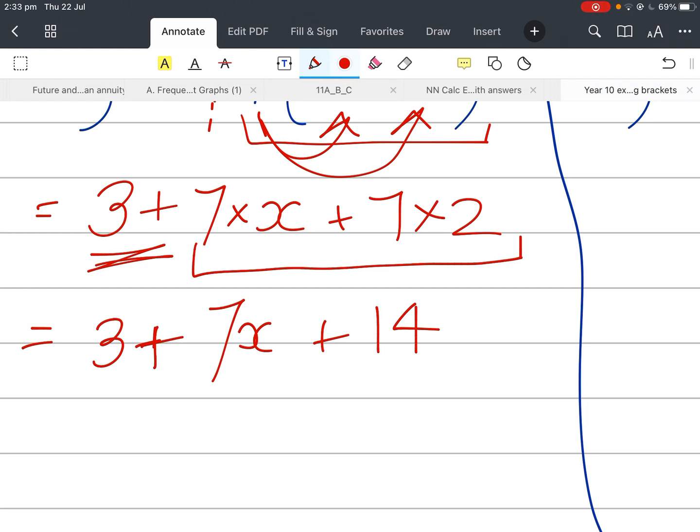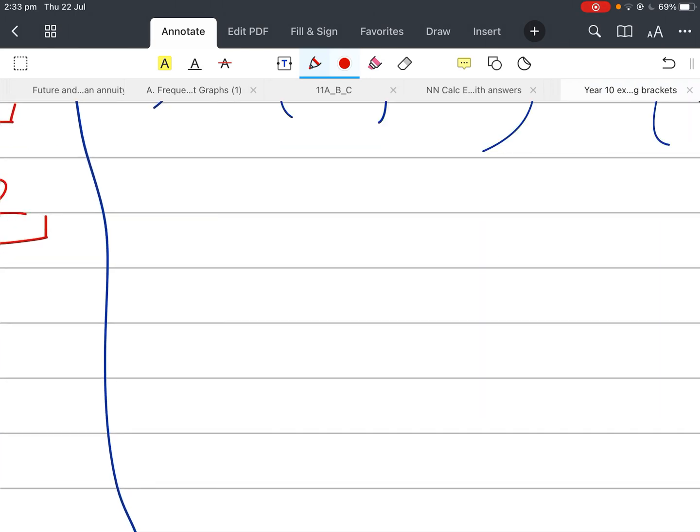So we need to find like terms. There's only one x on its own there, so that can't be added to the 3 or the 14. 3 and the 14 are numbers on their own without any letters, so that means they are like terms. So let's add them together. 3 plus 14 makes 17. And then I just tack the plus 7x on the end. There's my answer. Right, next one.